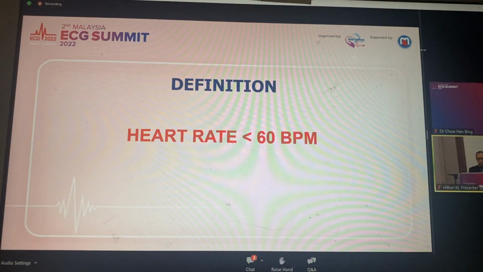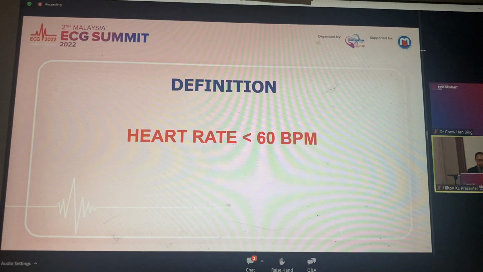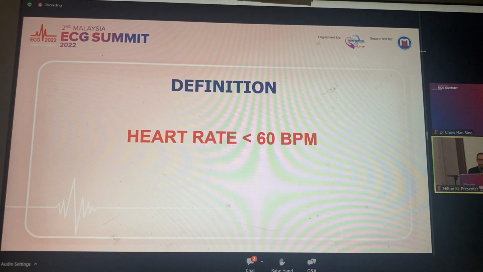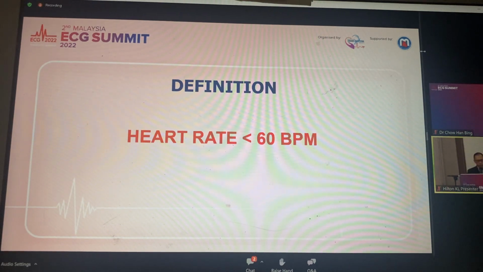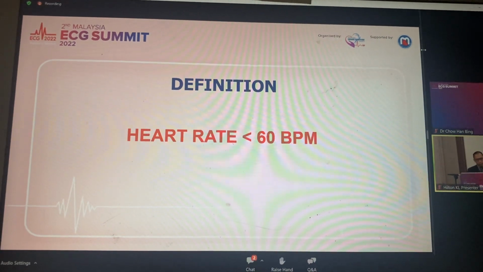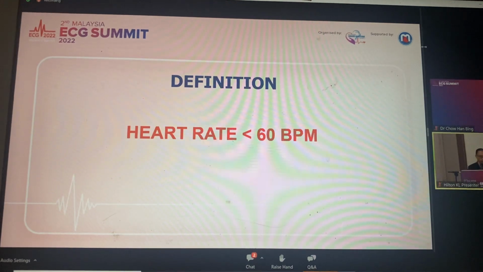So first things first, we need a clear definition of what bradycardia is. The National Institutes of Health defines bradycardia as a condition where our heart rate is less than 60 beats per minute. Sometimes it can be considered normal in specific conditions such as well-conditioned athletes or young individuals.